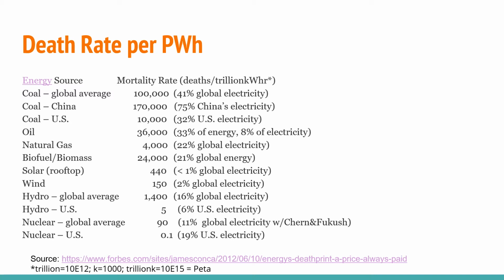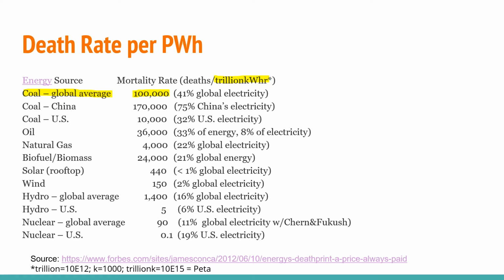If we count that, we see that, for example, coal, and that is the average number, this was done by different institutes, and that's a publication from Forbes. If you have 1 trillion kilowatt hours, that's a lot, you have 100,000 people dying from the air pollution. That's a very high number.